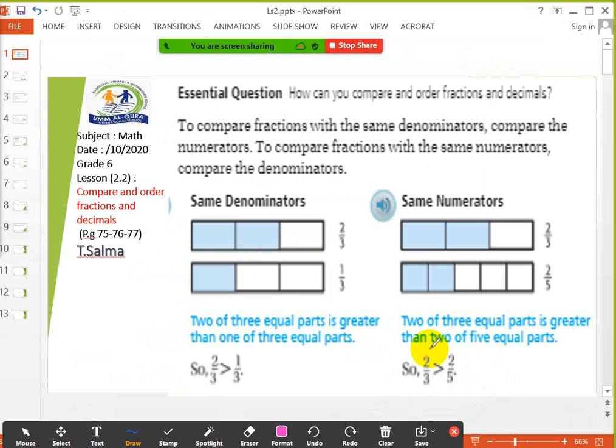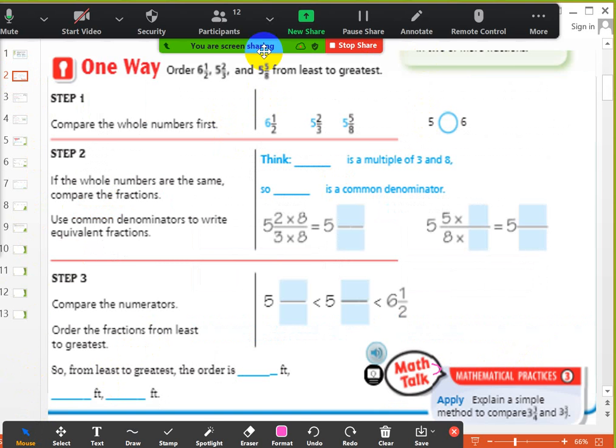But when I compare between denominators, I will put the symbol in the opposite way. That means if 5 is the greater number, I will put the symbol this way, so it goes to 2 over 3. So when I compare between denominators, I have to use the opposite strategy. Okay, now let's start with this example.